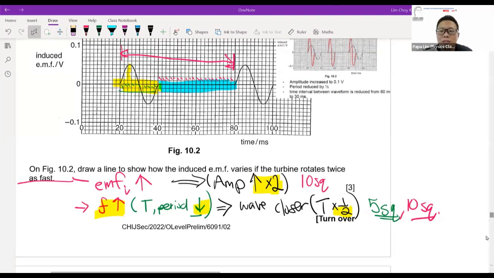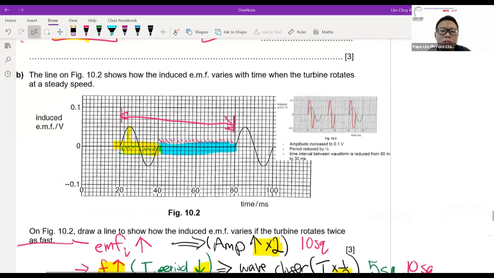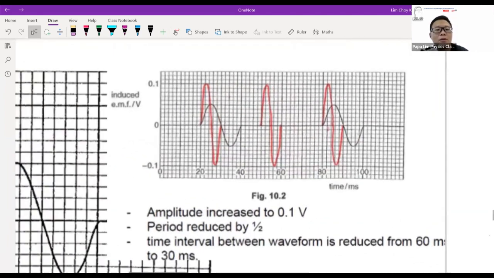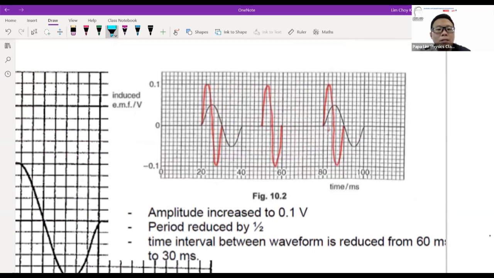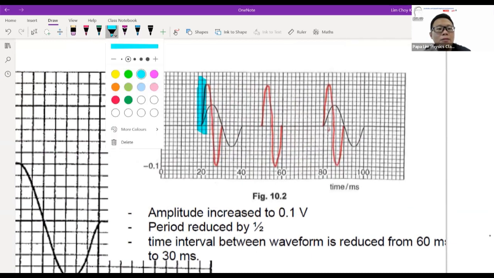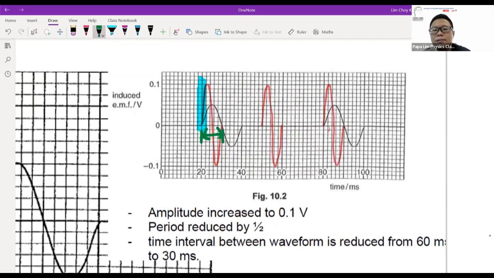So let's put this into the new drawing. Remember, the drawing has to have an amplitude of 10 squares, the period of that wave is 5 squares, and the spacing between the two waves is now 10 squares. So this is the final answer here. Remember the spacing here has to be 10 squares, and the period itself has to be 5 squares. The spacing between each wave has now reduced from 20 to 10 squares. So this will be the shape of your new graph.